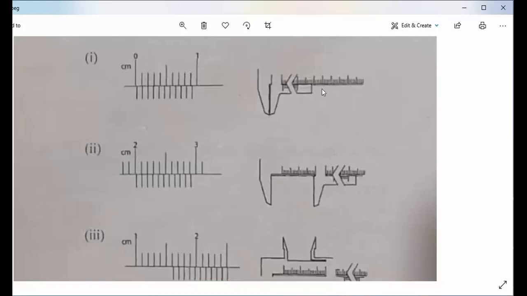Now, I will try to increase the size of the figure. What is this arrangement here? What is this arrangement? For what do we use this arrangement? Somebody? Zero error. So to find the zero error. Very good. The first figure is used to find the zero error. Shall we give a try to find zero error?